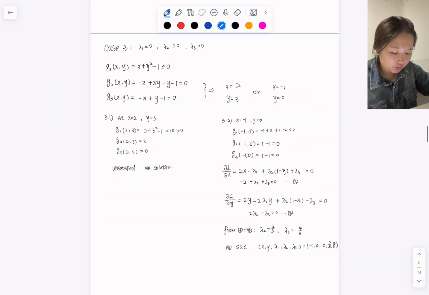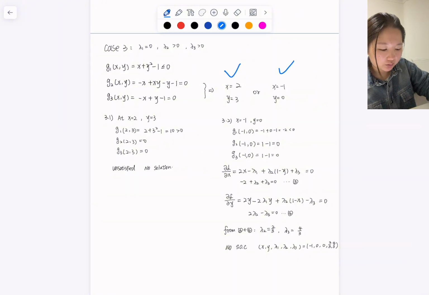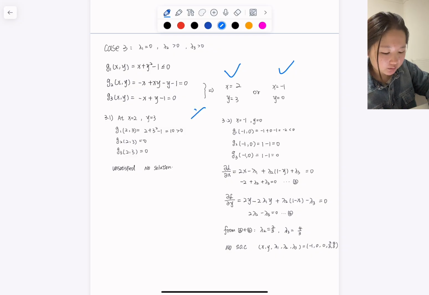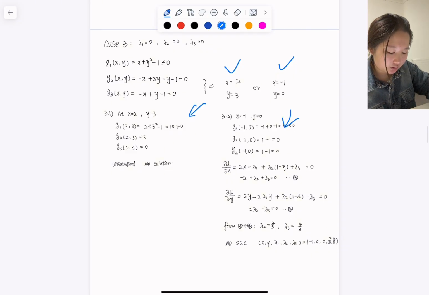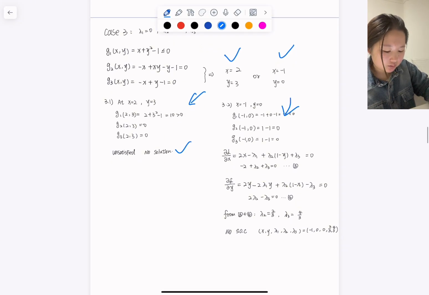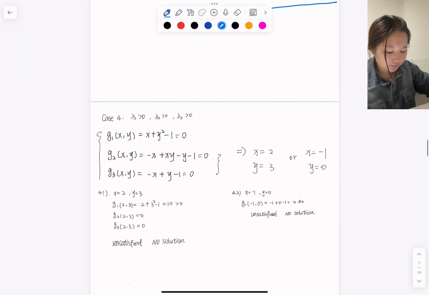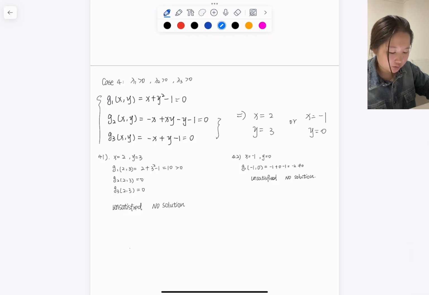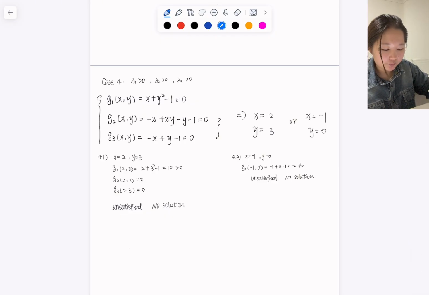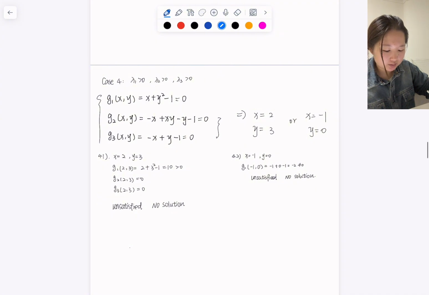And this is case 3. In this case, we got 2 groups of x and y. We should discuss them separately. And we find one does not satisfy the KKT conditions, and the other one is here. And this is case 4. Both groups of x and y are not satisfied.